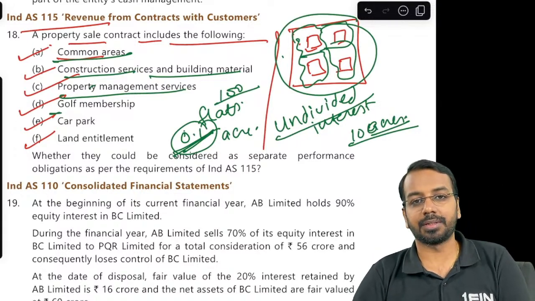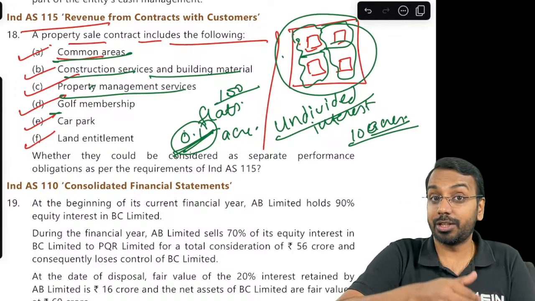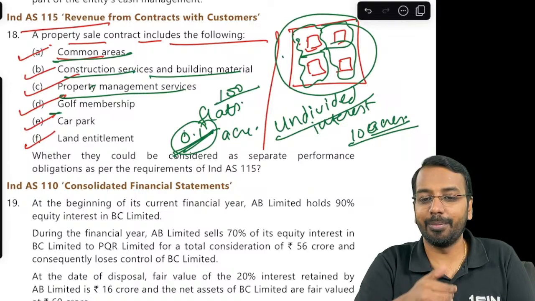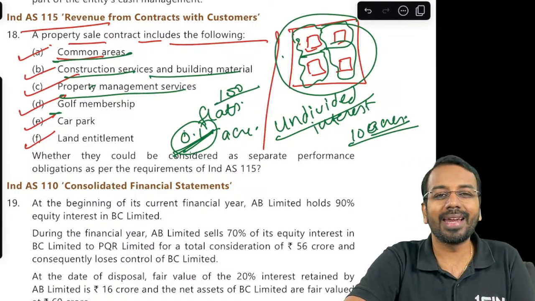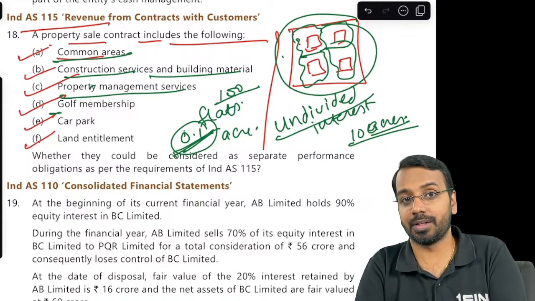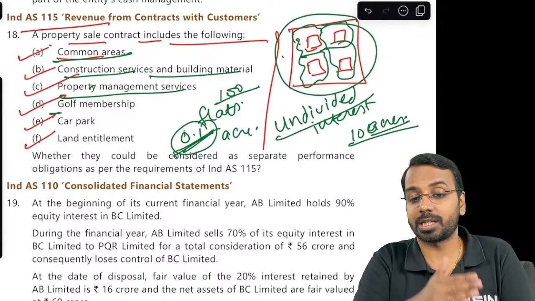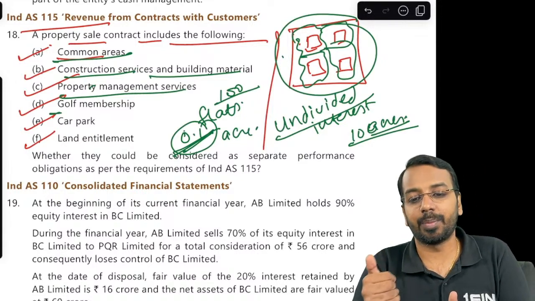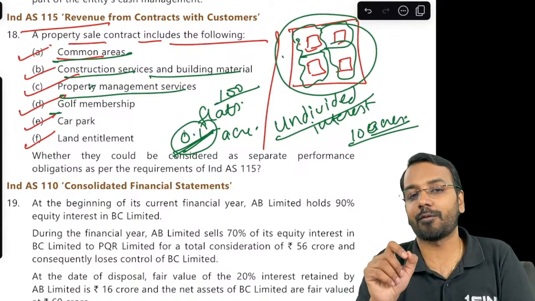Property management services. Now, property management service is a subsequent service provided which the customer will be able to enjoy separately. These are generally provided separately, and the customer will benefit independently. So in that case, it can be a separate performance obligation.